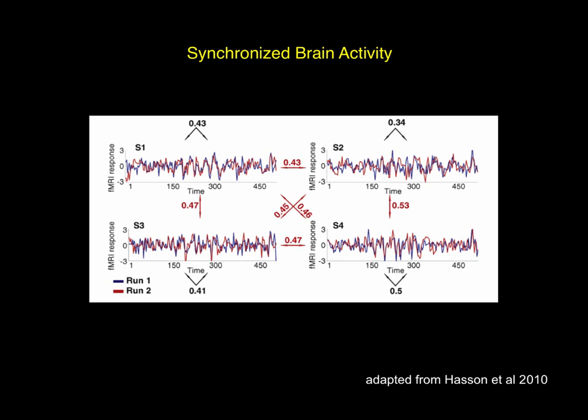So Uri Hassan's group started a set of projects looking at this, and what they did was they presented a set of subjects with a movie, and they had them watch it twice, and then they compared responses within the same subject across the two viewings and across different subjects across those same viewings. And what we see is that within subject, there's extremely high correlation across viewings. Between subjects, there's still a relatively high correlation.